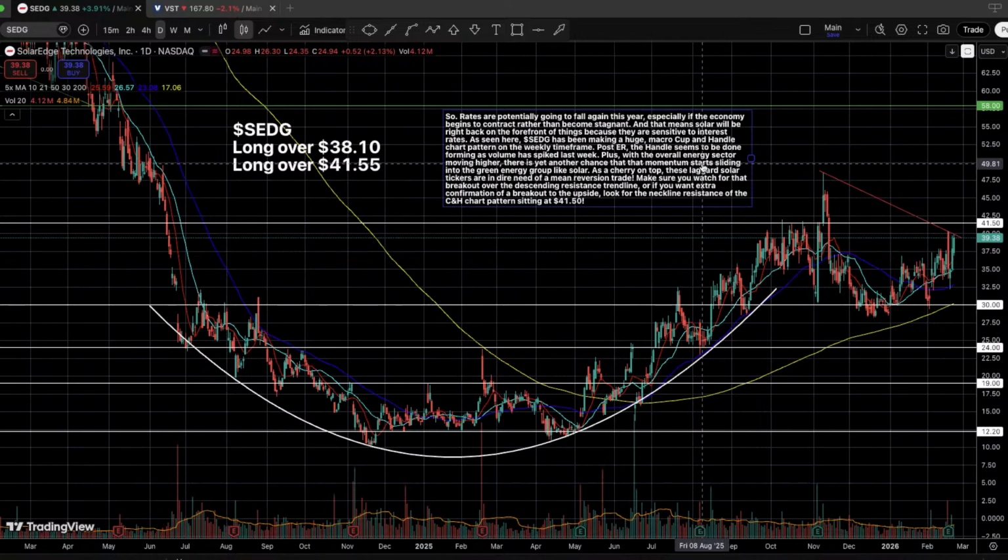Since I think like 2021, mid or late 2021, all the way up into the beginning of 2022. Yeah, the beginning of the bear market. Right, I believe that's when solar really got completely pushed down a hole, right, without looking back. So, as I said here, plus with the overall energy sector moving higher, there's yet another chance that momentum starts sliding into the green energy group like solar.